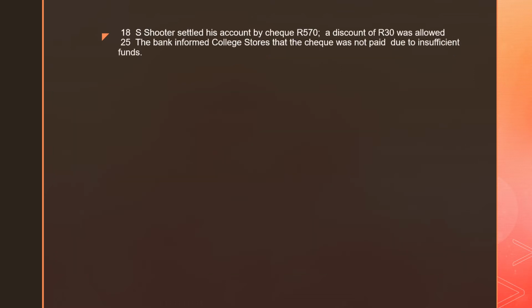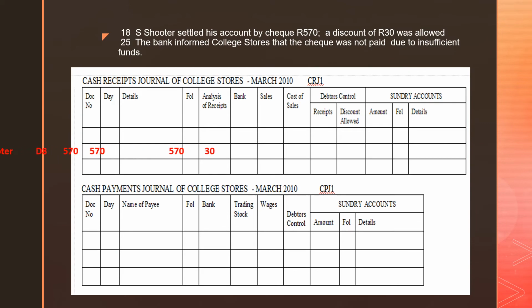Let's look at this example. On the 18th of March, S. Shooter settled his account by check 570 Rand. So he paid us 570 Rand. We gave him a discount of 30 Rand. But on the 25th, the bank informed us that the check was not paid due to insufficient funds. Let's see how we handle this.